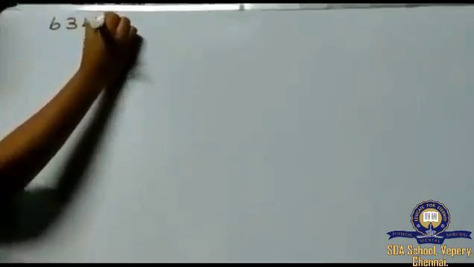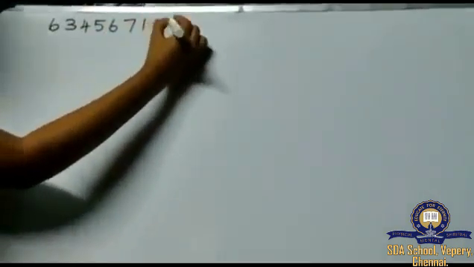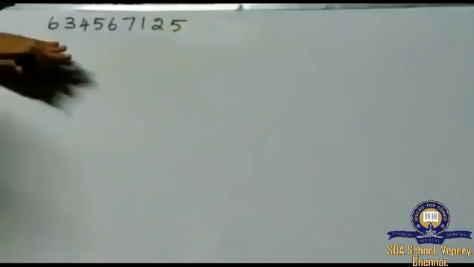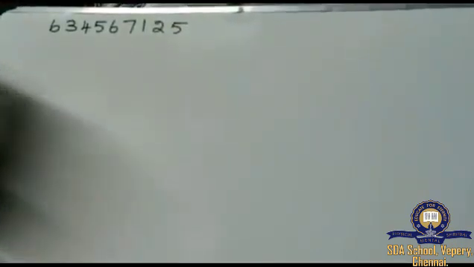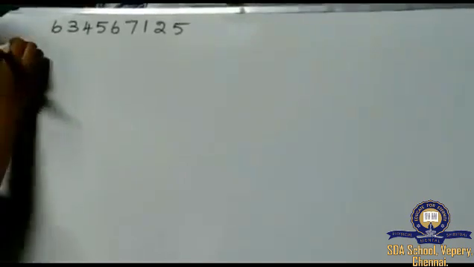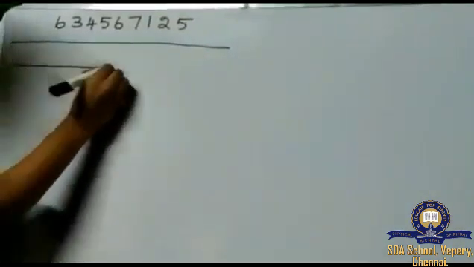Now let us look at an example. 6, 3, 4, 5, 6, 7, 1, 2, 5. You have to represent this number in terms of the Indian system place value chart. So now we should draw the chart.